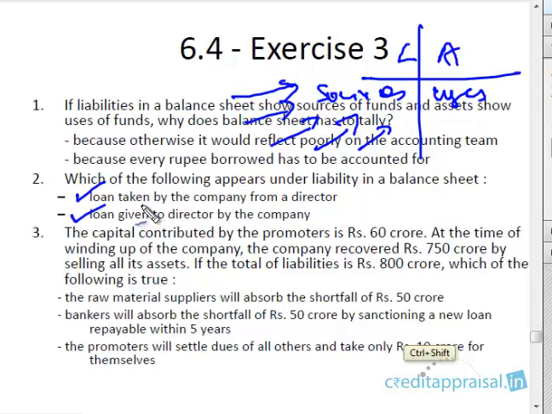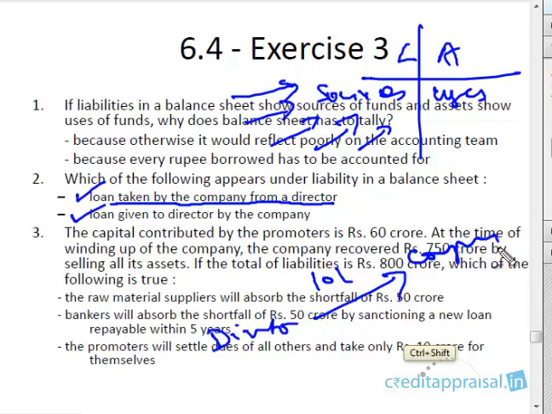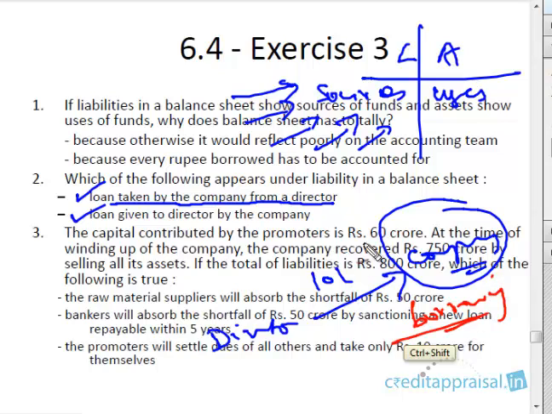So here in the first example, the company has taken a loan from a director. So there is a director and the director has given some money, say 10 lakhs, has lent the money to the company. So if we're speaking from the company point of view, the company is borrowing, right? The company is borrowing an amount of 10 lakhs from a director. So it is a source of fund, right? So this will appear under the liability side.